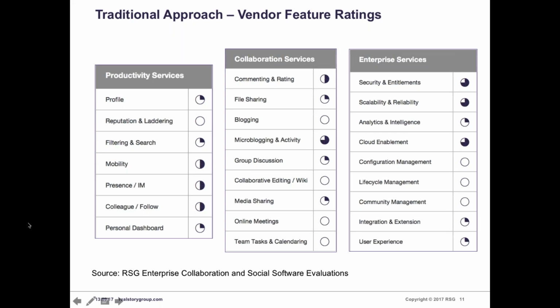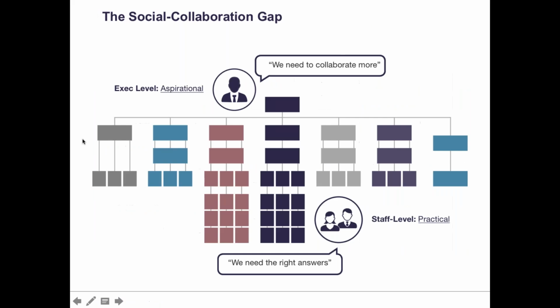So what would we say as a kind of a first order way of looking at this? So the first thing to do is look at what's the nature of the social collaboration gap right now. And this is a pretty big gap in many enterprises. On the one hand, you have at the executive level these aspirational goals, like we need to collaborate more, we need to bust silos, we need to innovate across business units and that sort of thing. All very reasonable from an executive level. The problem is that that alone isn't necessarily going to motivate employees to participate.